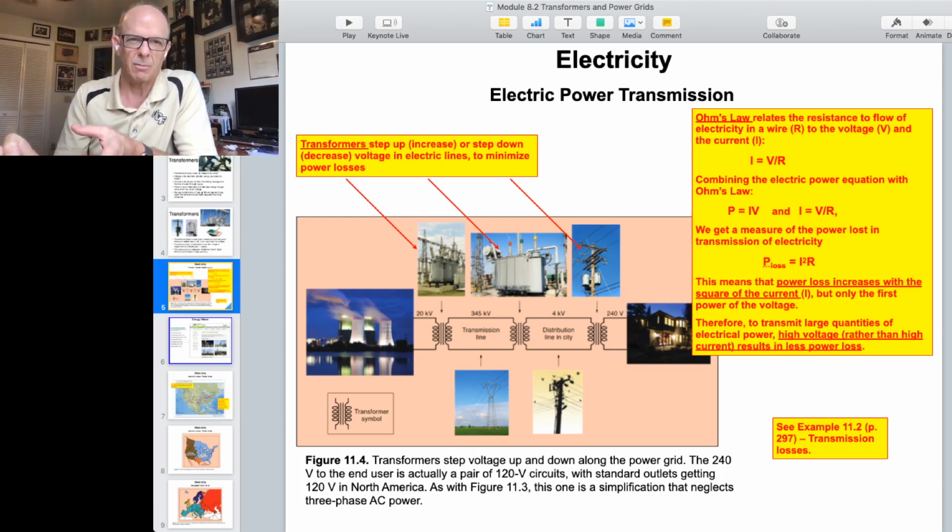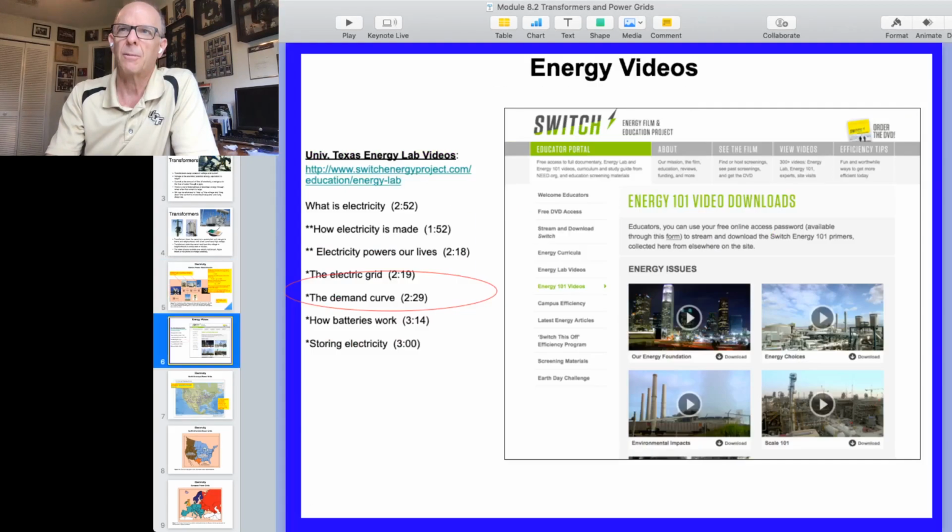And most of that is split to 120 volt lines, which are most outlets. The 220 to 240 are used for things like your electric dryer or your air conditioner. So you can check out, again, our additional resources here.